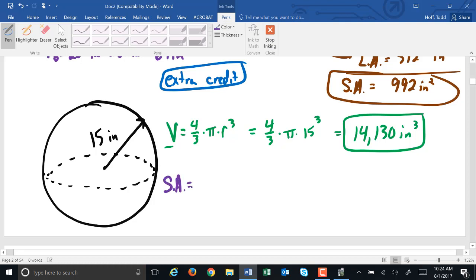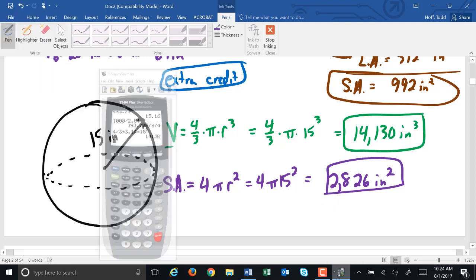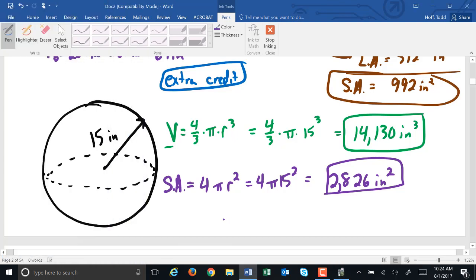What's our formula for surface area? Four times pi times radius squared. Very good. So this is 4 times pi times 15 squared, which is going to give us 2,826 inches squared. Is that correct? Perfect. So the sphere you can see is relatively easy.